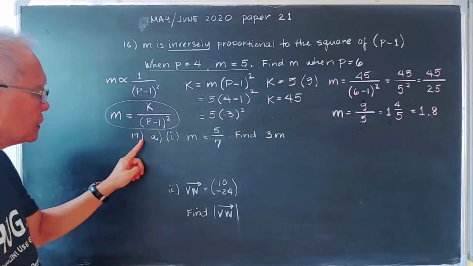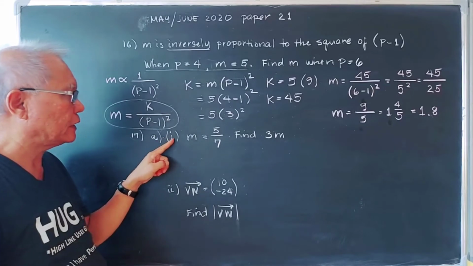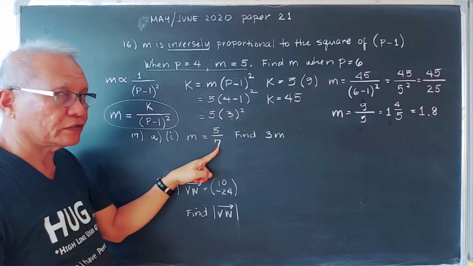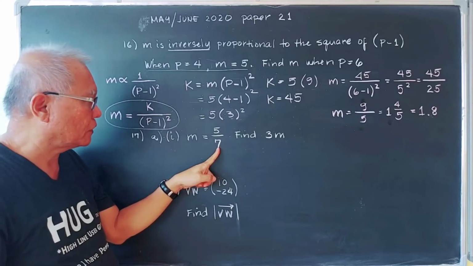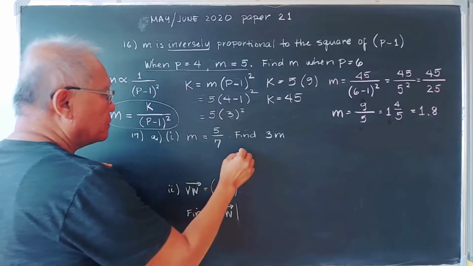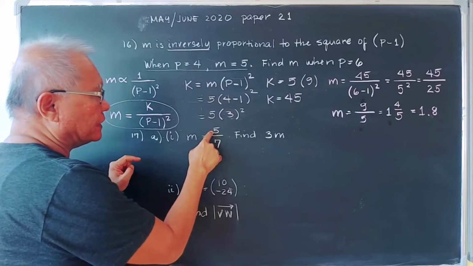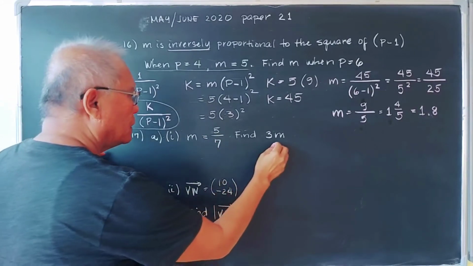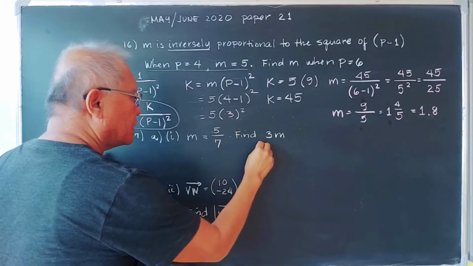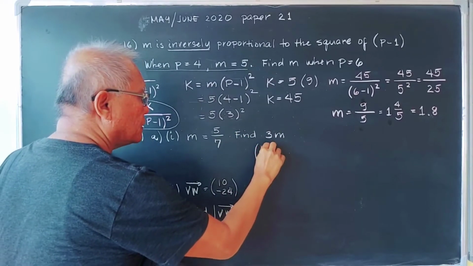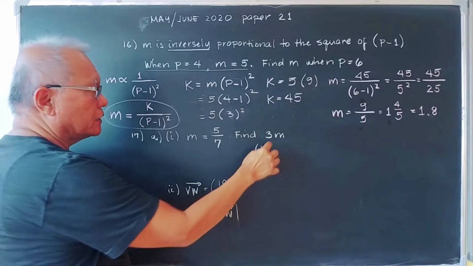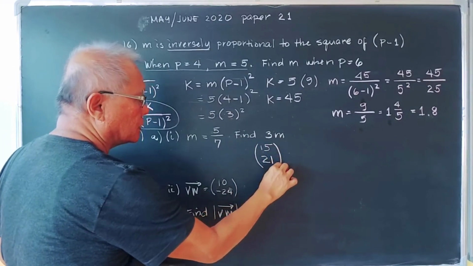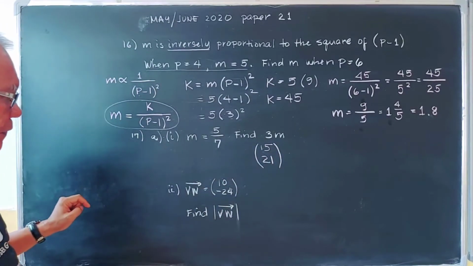Number 17a. i) m is equal to the column vector 5 over 7. So 3m will just multiply 5 by 3 and 7 by 3. So our answer here is 3 times 5 is 15, and then 3 times 7 is 21. Okay, it's very simple.